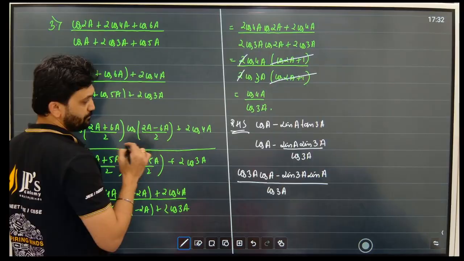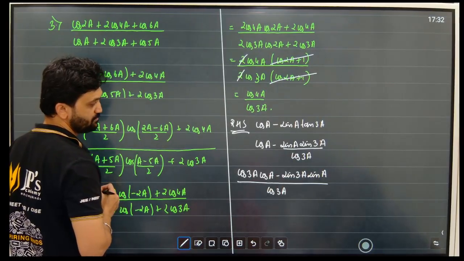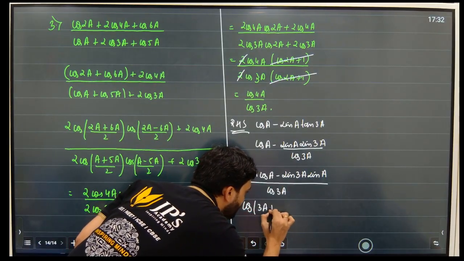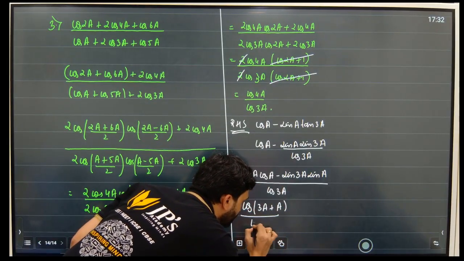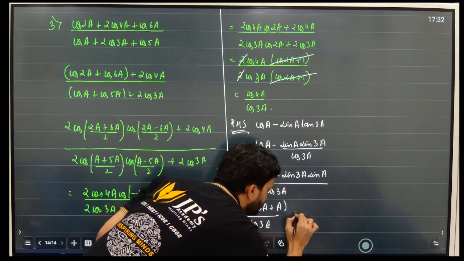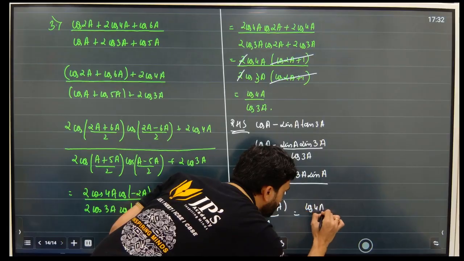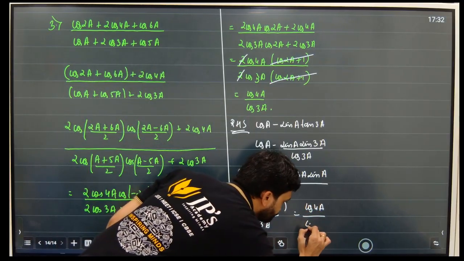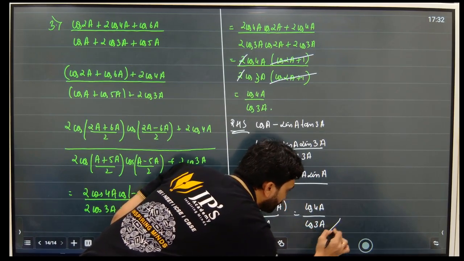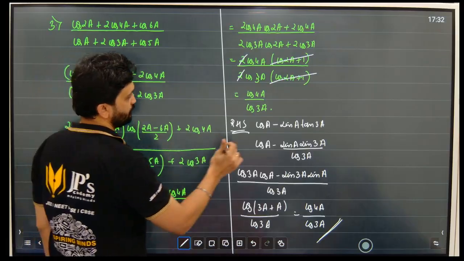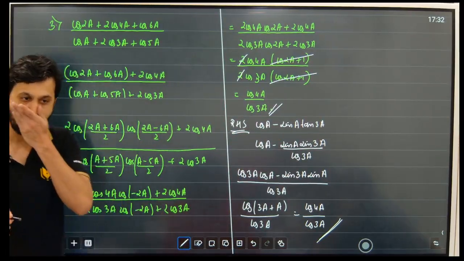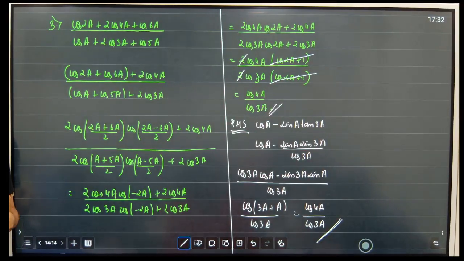Now when I took the LCM, I got the formula cos A cos B minus sin A sin B, which is cos of A plus B upon cos 3A, which is cos 4A upon cos 3A. This is your LHS and this is your RHS. Has everybody understood this? Anybody has any doubts here? Please solve.